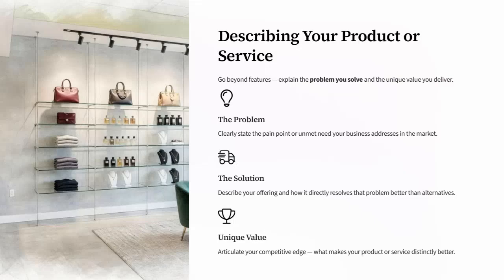When describing a product or service, I want to move beyond a list of features and focus on the value those features create. Start with the problem. Clearly explain the pain point or unmet need your customers face. Then present the solution, showing how your offering directly addresses that problem and performs better than available alternatives. Finally, define your unique value. This is your competitive edge, the specific reason customers should choose you, and what makes your product or service distinctly better in the market.